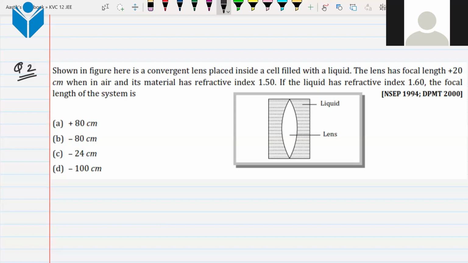Sir, minus 24. Sir, minus 24. Minus 24. The answer is minus 100. Again, I don't trust answers of the book or what is given. I trust what my students get me. So if you are saying minus 24, I will believe you. Don't worry. Let us see if the other students are getting the same answer.